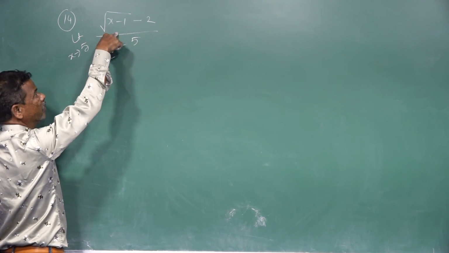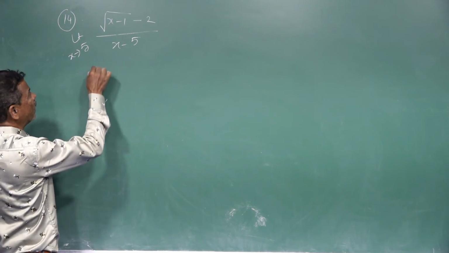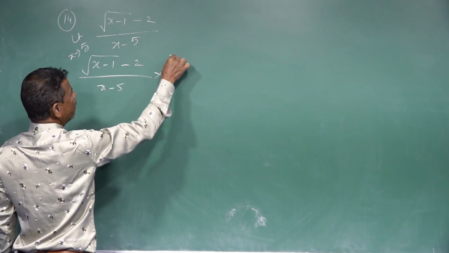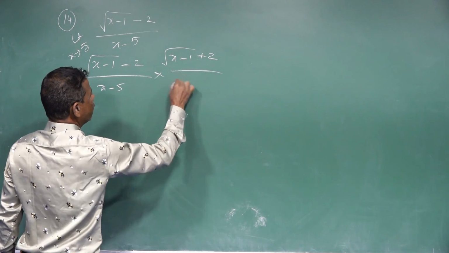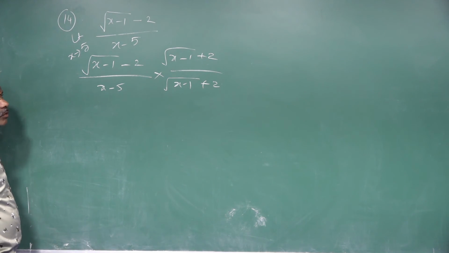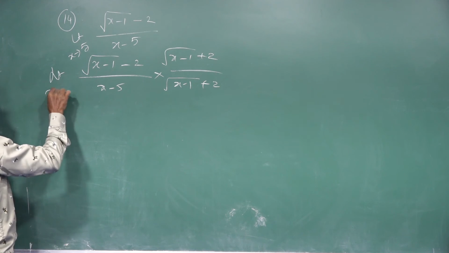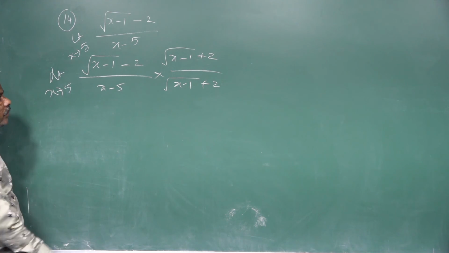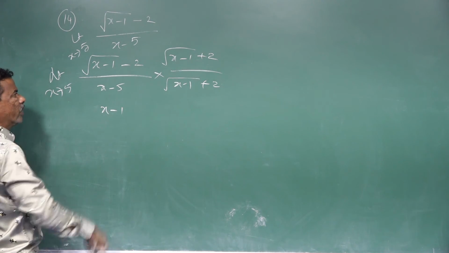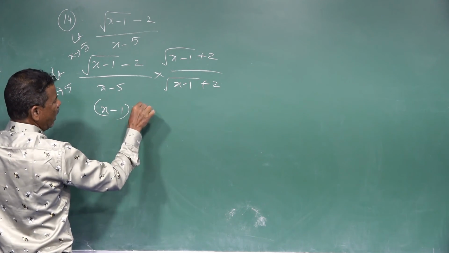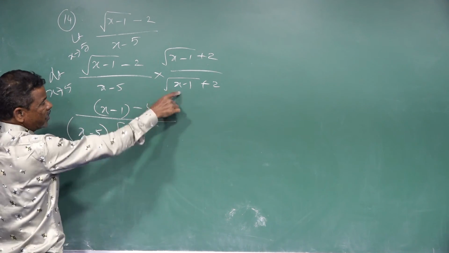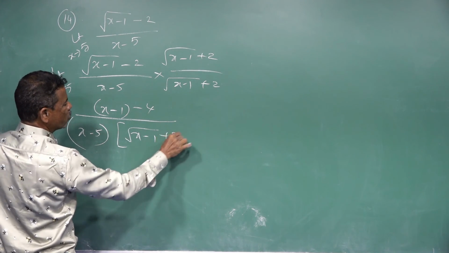Here the root is present, so for the rationalization factor, root of x minus 1 minus 2 by x minus 5, multiply by root of x minus 1 plus 2 by root of x minus 1 plus 2. This limit is applicable as x tends to 5. So here a minus b into a plus b: a squared, root cancelled, minus b squared, 2 squared is 4, by x minus 5. This is as it is, root of x minus 1 plus 2.